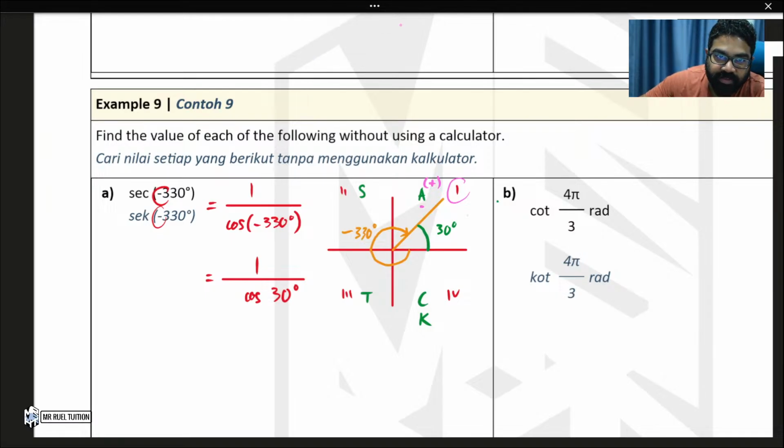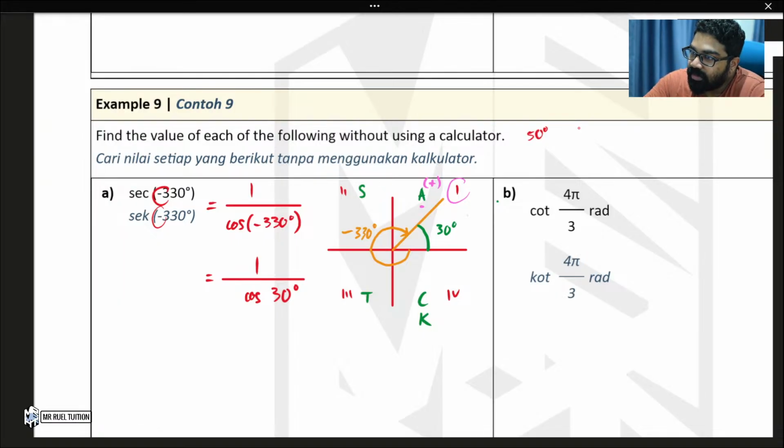50. Okay, come. Let's check. Let's use 50. Can you check what is sine 50? Just check positive or negative. Sine 50 positive kan? Okay. Now you check cos 50.